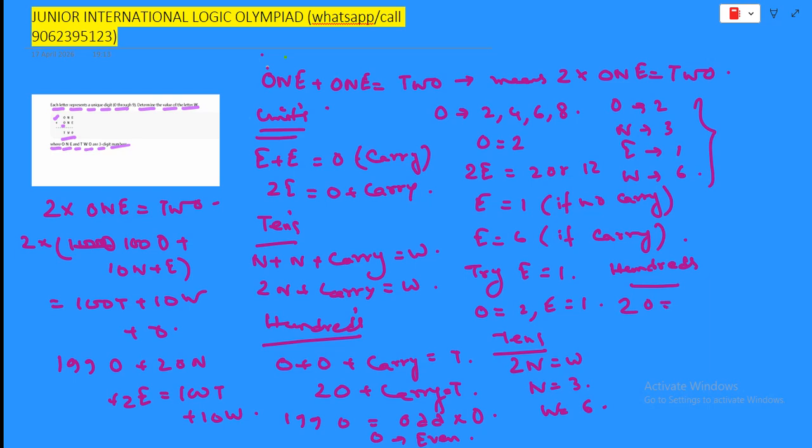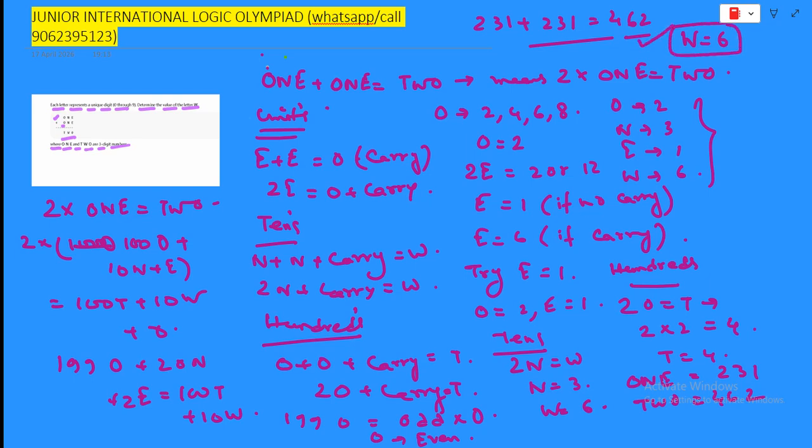So in hundreds, 2O is equal to T, that is 2 cross 2 is equal to 4. So T is equal to 4. So ONE will be 2, 3, 1 and TWO will be 4, 6, 2. So 231 plus 231 is 462, right? So the final answer will be W equal to 6.